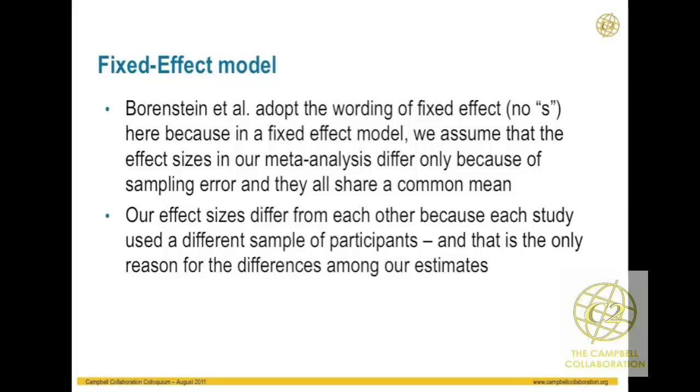Because in essence, we're assuming that all the effect sizes differ from each other in our meta-analysis because they use different people. There are different participants, so the only difference between these studies is that they have a different sample of people. So we know that if we are gathering different samples of people, we're not going to get the exact same estimate, say, of the mean of some outcome we're interested in. But what we're assuming in that fixed effect model is that they all are actually estimating a common mean.